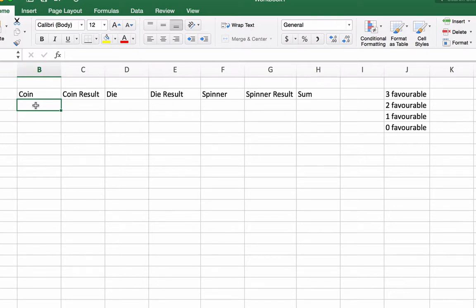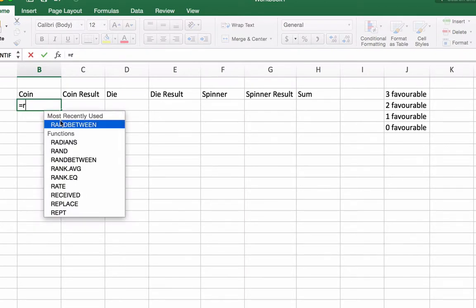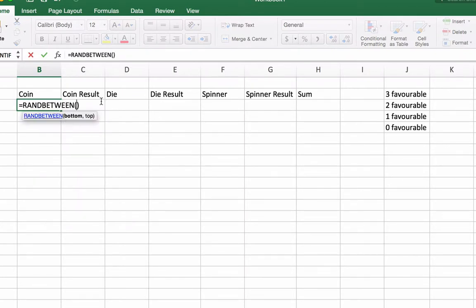So we're going to flip a coin, and if it comes up as heads, we're going to say that's 0, and if it comes up as tails, that's going to be 1. So we're going to use the random number generator, so equals RANDBETWEEN. Bottom number is going to be 0, top number is going to be 1.